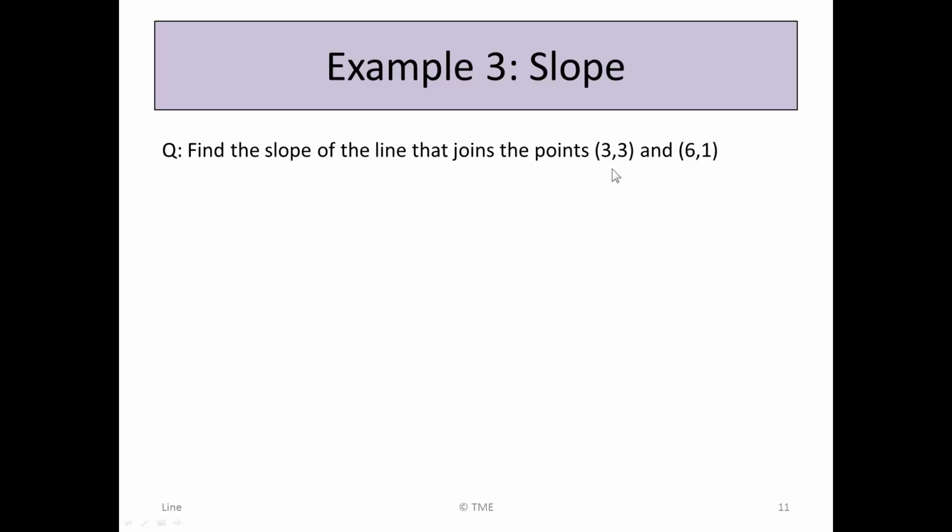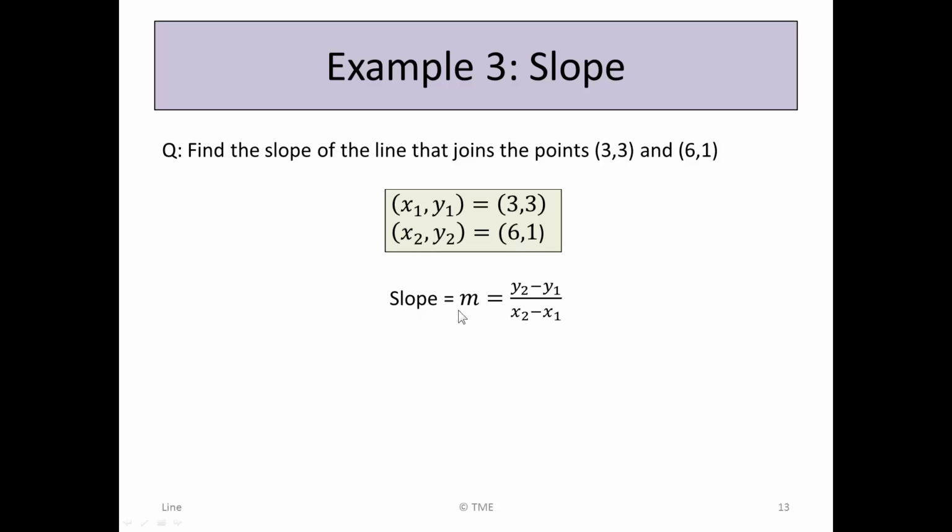Example 3, a different line. Find the slope of the line that joins the points (3, 3) and (6, 1). We use the same approach. We save the numbers. x1, y1 is (3, 3). x2, y2 is (6, 1). The same formula. The slope is m, the change in y values, y2 minus y1, over x2 minus x1. In this case, m is equal to y2, which is 1, minus y1, which is 3, so 1 minus 3. On the bottom, x2 minus x1, which is 6 minus 3. So 1 minus 3 is minus 2, 6 minus 3 is 3.